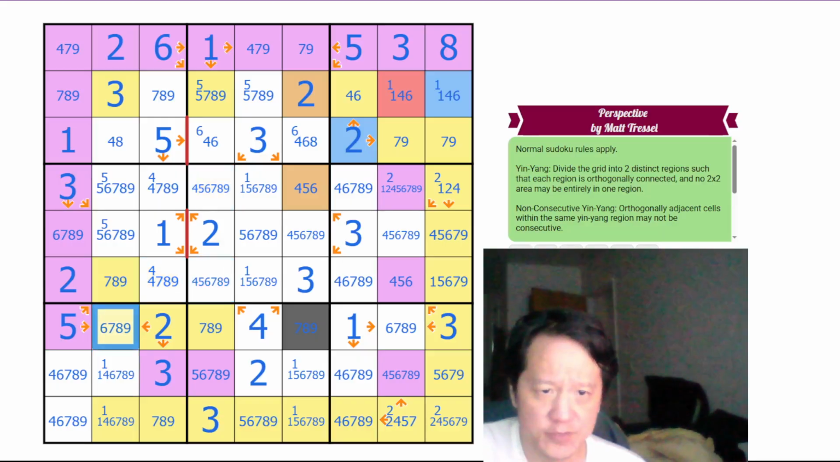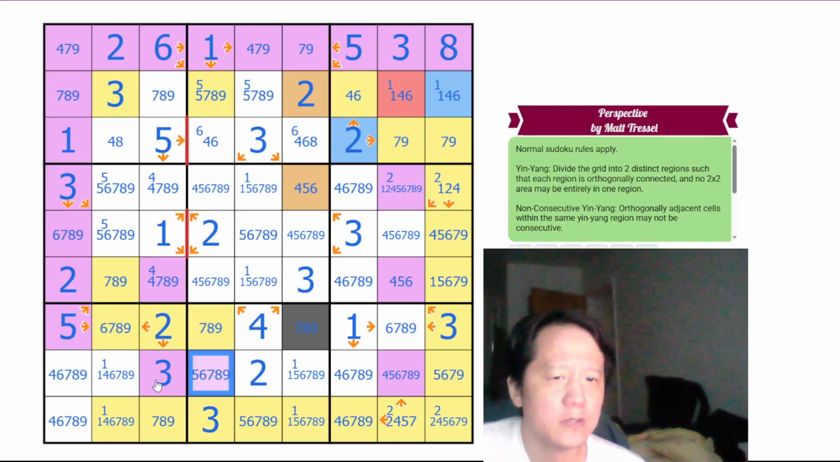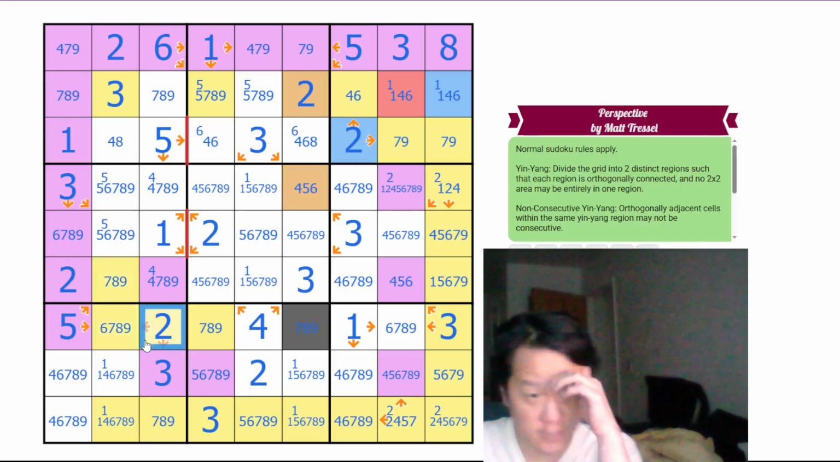Okay, what happens if this is yellow? Then this has to be pink here. Seems fine.